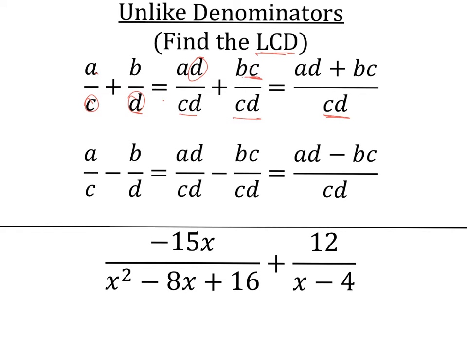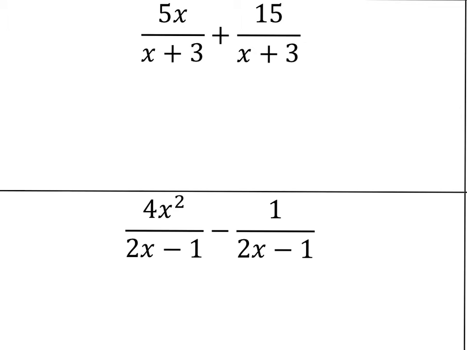The numerator here does not have a factor of C, so you need to multiply by a factor of C. So now your denominators are the same, so this would equal AD plus BC over CD. Now this may look very abstract right now, but it will become very handy once you start looking at how to add and subtract rational expressions.